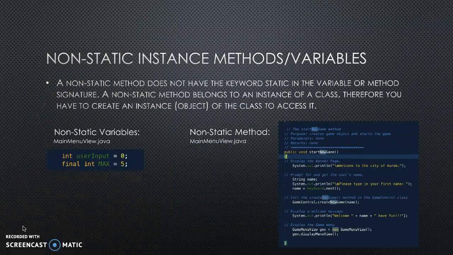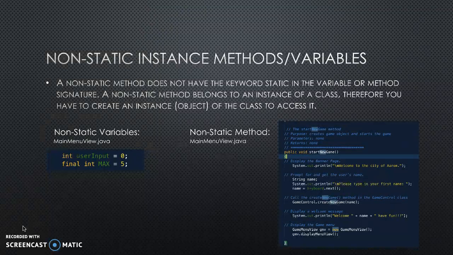Moving on next to non-static instance methods and variables. A non-static method does not have the keyword static in the variable or method signature, and a non-static method belongs to an instance of a class. Therefore, you have to create an instance or an object of the class in order to access that. And with this, we have a couple code examples.